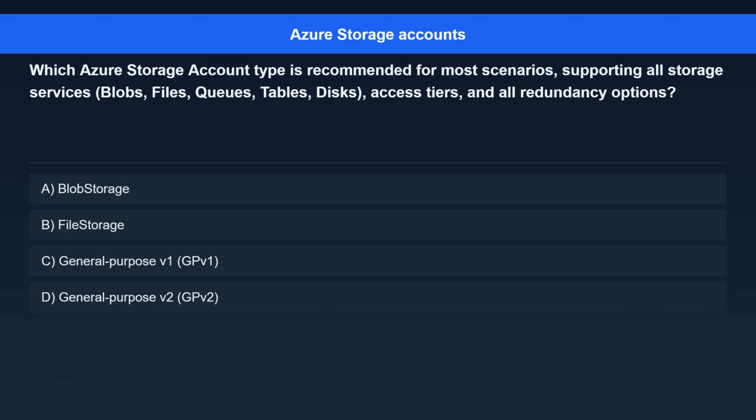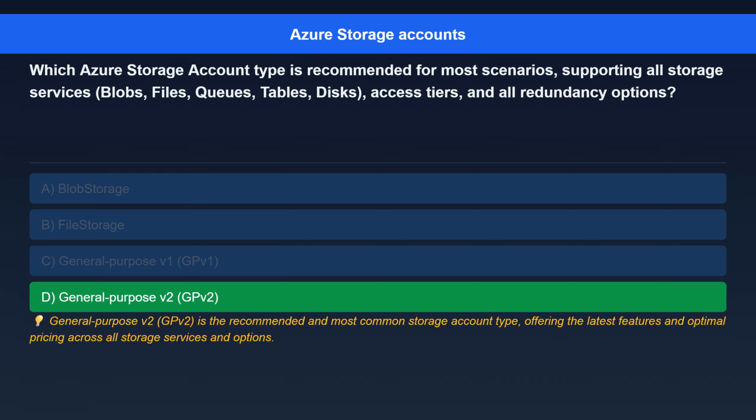Question 1. Which Azure storage account type is recommended for most scenarios, supporting all storage services? Blobs, files, queues, tables, disks, access tiers, and all redundancy options. Option A. Blob storage. Option B. File storage. Option C. General purpose V1, GPV1. Option D. General purpose V2, GPV2.